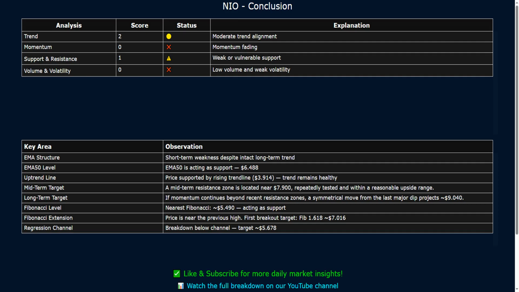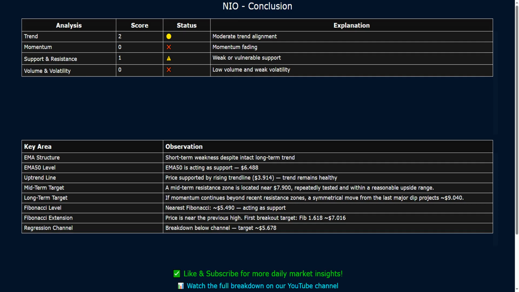A rising support trendline near $3.914 is currently holding, reinforcing the upward momentum. A midterm target stands near $7.900, drawn from repeatedly tested highs in the recent range. A symmetrical extension from the last major dip suggests a long-term target near $9.040. Nearest Fibonacci level is $5.490, acting as support.